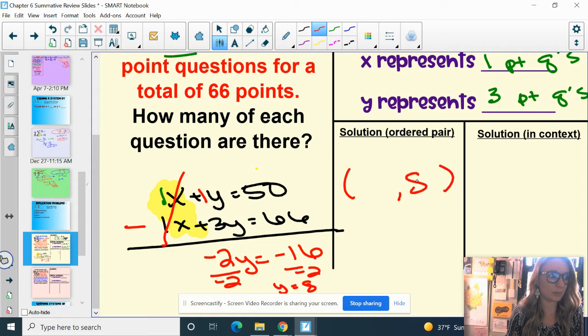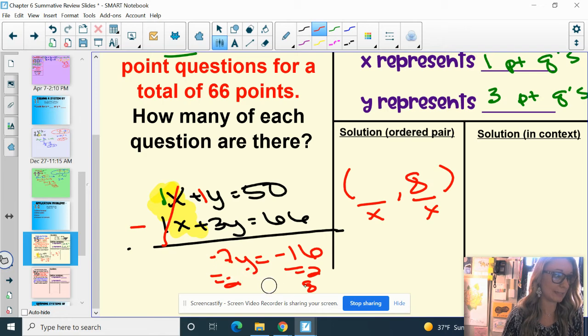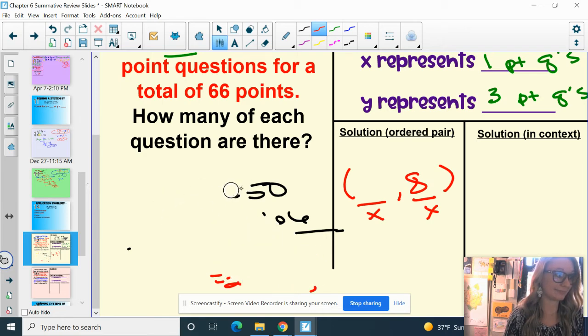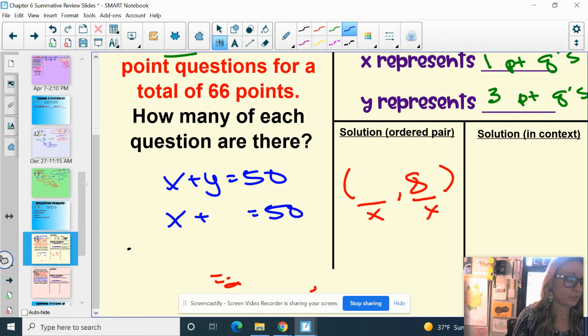So let's put that in our coordinate pair first. Now, we need to go ahead and solve for x. I am going to use my top equation to solve for my other variable. So I already know that y is equal to 8. So instead of y, I'm going to plug in an 8. And then just using basic mental math, I know that x is going to be 42.